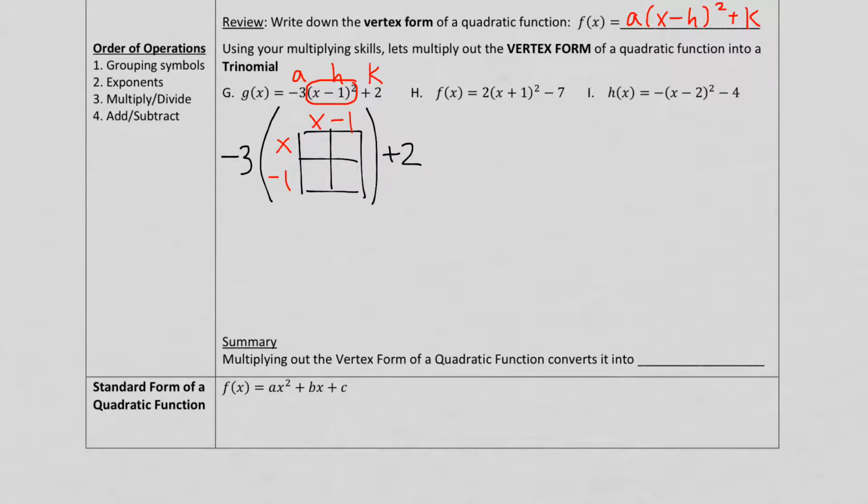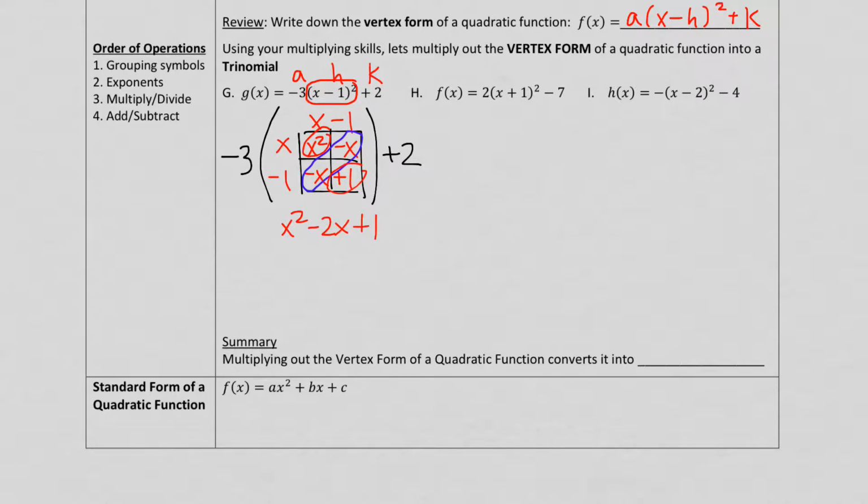x times x is x squared. x times -1 is -1x, or -x. -1 times x is -1x, or -x again. And then -1 times -1 is +1. So I've multiplied all this out. And as before, we do have like terms here, so I'll combine those as well. So I end up getting here for the multiplication an x squared, and then here, minus x and minus x will be minus 2x. And then I also have this +1.